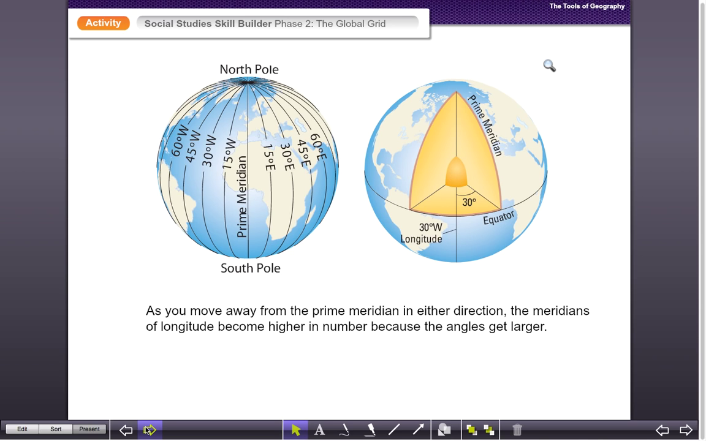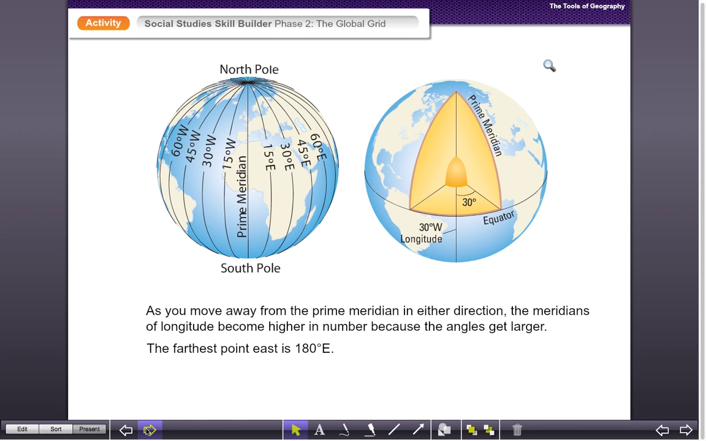As you move away from the prime meridian in either direction, the meridians of longitude become higher in number because, again, the angles get larger. So if you start here in the middle, as you're moving out, the angle here gets larger. So the further out you move, the larger the angle is going to get.